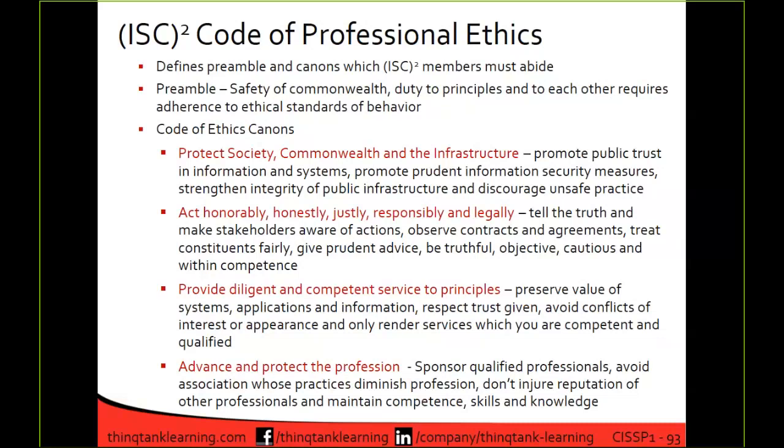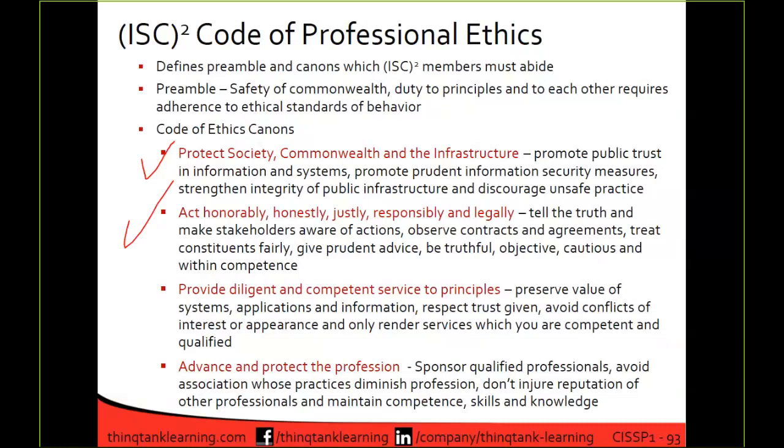The preamble for the Code of Ethics: Safety of Commonwealth, duty to principles and to each other requires adherence to ethical standards of behavior. And the Code of Ethics are listed here. Protect society, Commonwealth, and the infrastructure. In other words, promote public trust in information and systems, promote prudent information security measures, strengthen integrity of public infrastructure, and discourage unsafe practice. Okay, that sounds like a pretty good guideline.